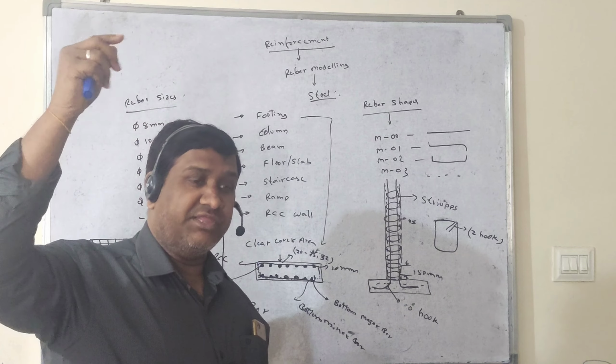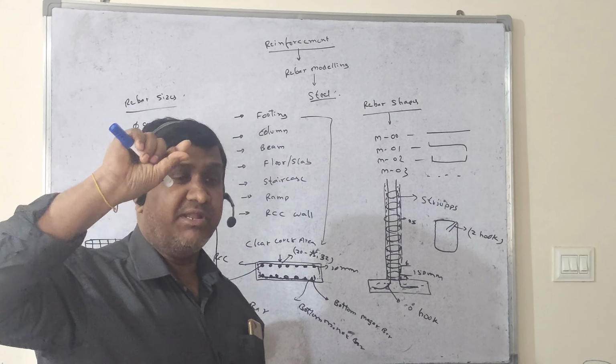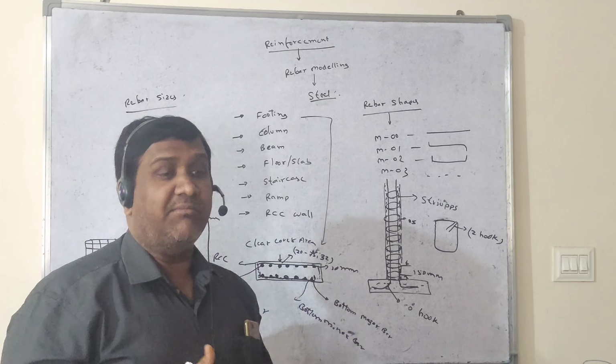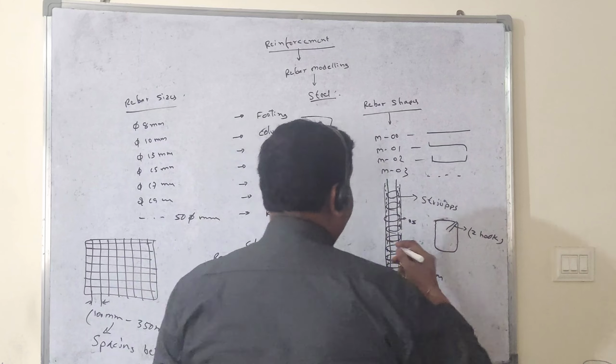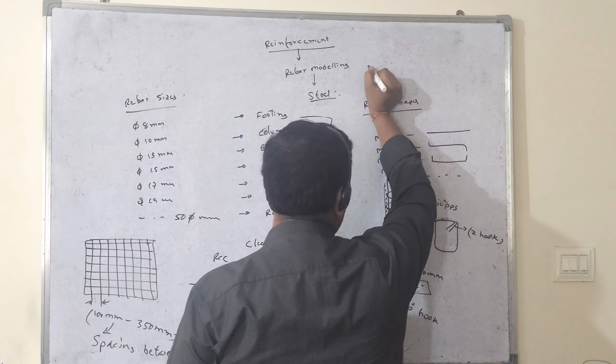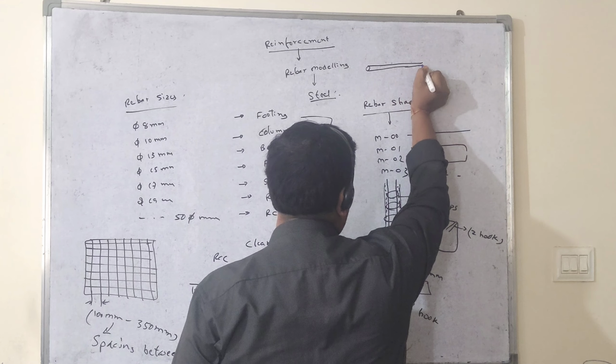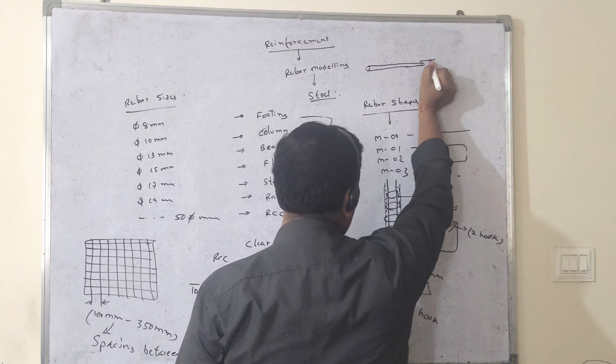If it continues without support, maybe it will bend. So that's the reason we put couplers in between bar to bar. That coupler is also going to be utilized here. We can put many couplers here, because if your bar is coming like that, in the bar we are going to put some coupler like that.